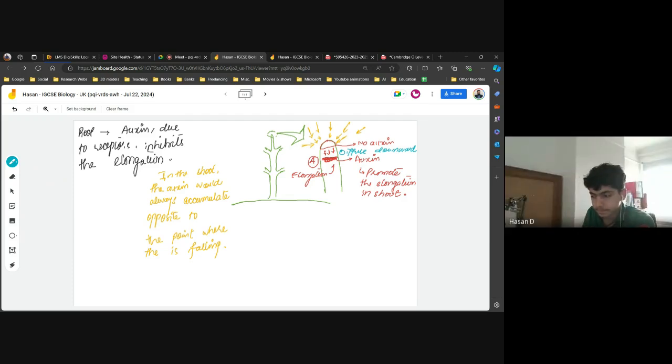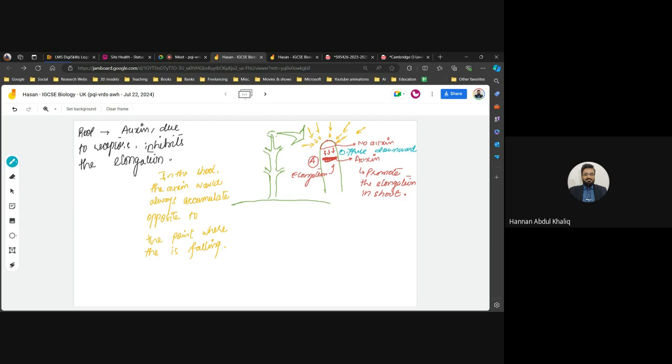Okay. But it would happen totally different in the roots. Now, what I said, please remember this sentence. Oxygen is going to inhibit the elongation in the roots. Now, consider that these are the roots. This is a root. You consider this part and you magnify it. The initial part of root is called root tip. This is root tip.